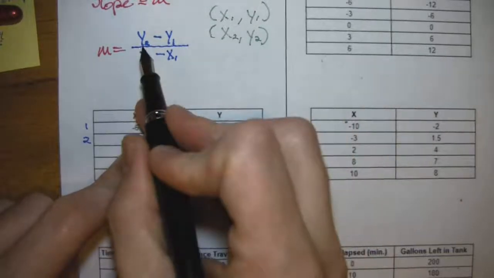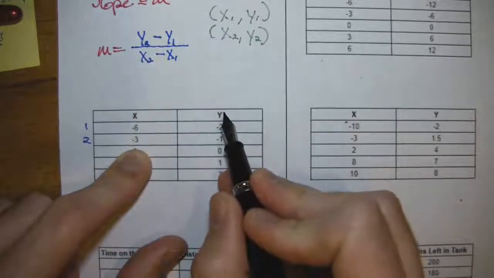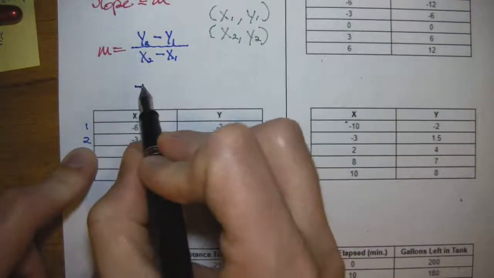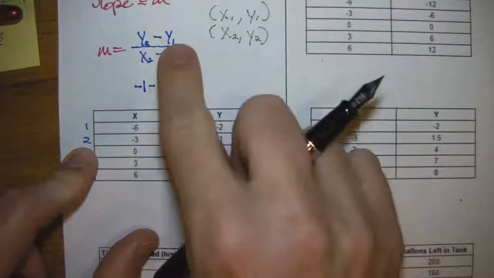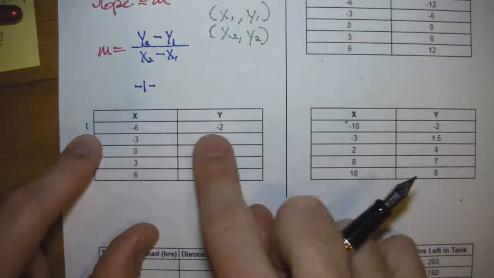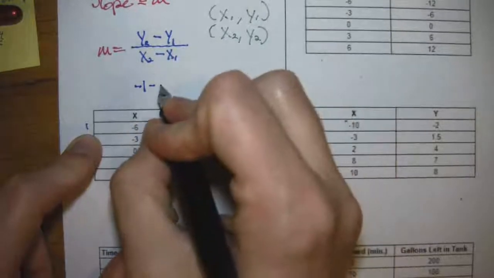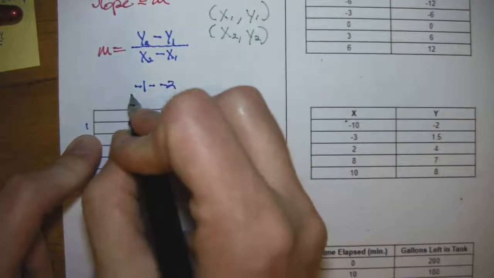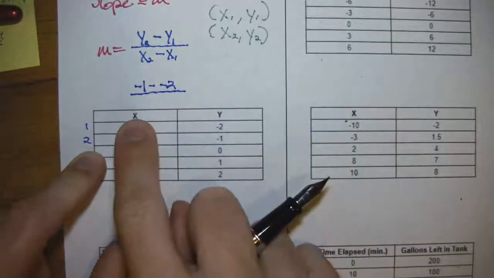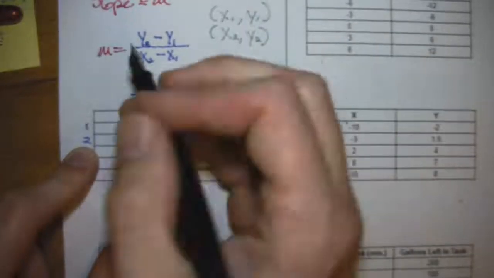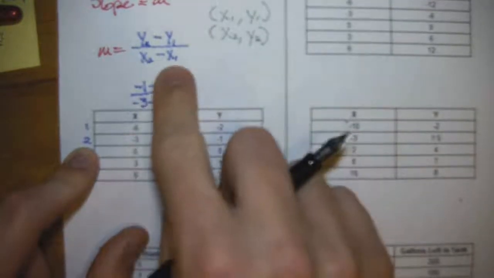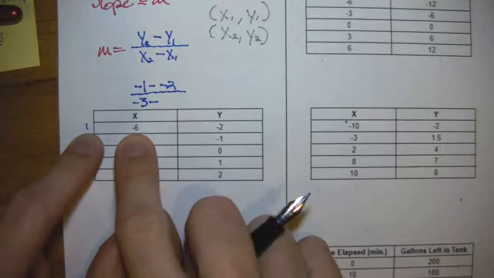So the first thing the formula asks is y2. Here are my y's. Here's my second point, so I want the -1. So I'm going to write that in: -1. Subtract. Now I need y1. Here's the first coordinate, so y1 is -2. All right, let's do x's. I need x2. Second point, so -3. Subtract. Now I need x1. There's x1, so it's a -6.